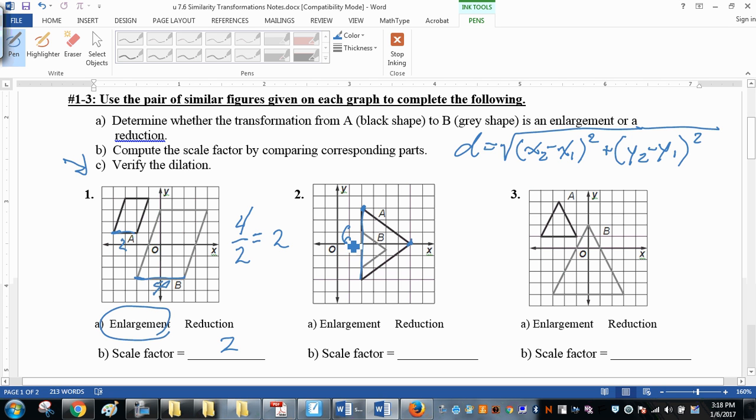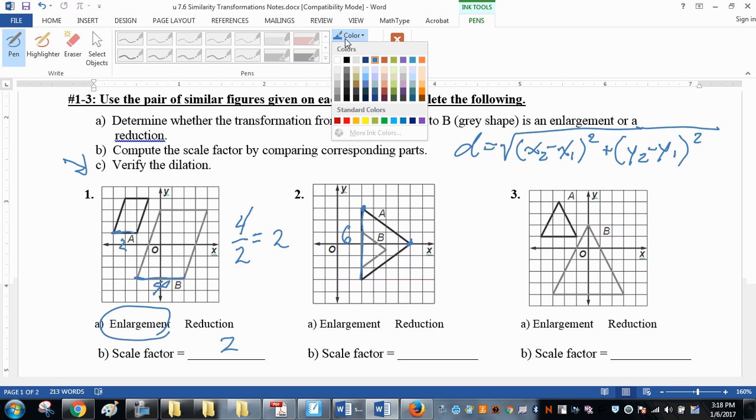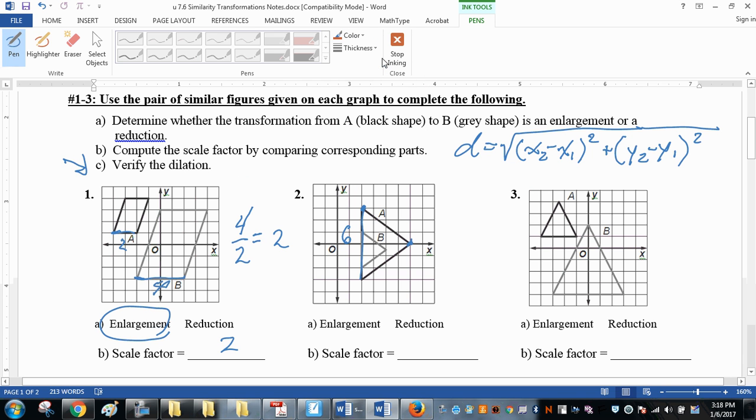And then inside that we have a smaller triangle. Again, I can just count that. 1, 2, 3 units. So now we're looking at the bigger shape, the black one, A, getting smaller. That's a reduction, so now the scale factor has to be less than 1. When I take 3, which we call the image, the second one, over 6, our scale factor is 1/2, because 6 times 1/2 equals 3. All right?